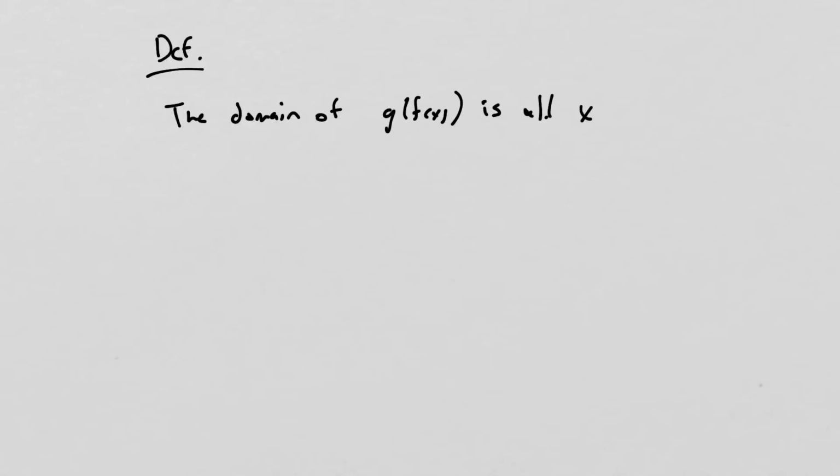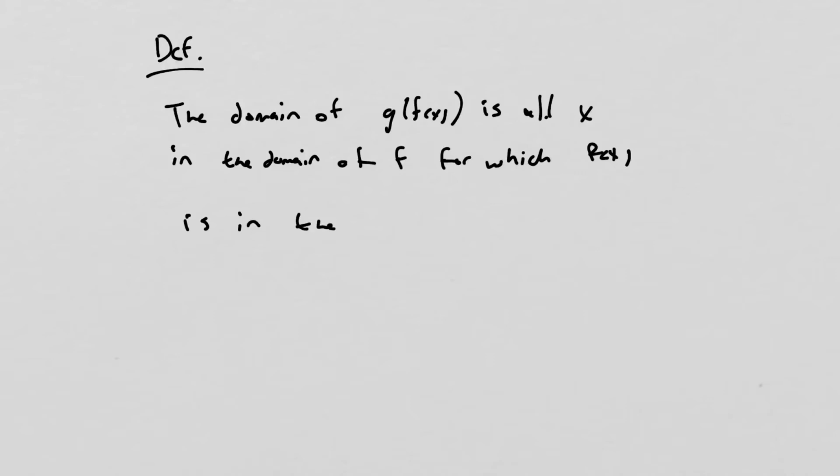Now let's look at a definition. The domain of a composite function is all x values in the domain of f for which f of x is in the domain of g.